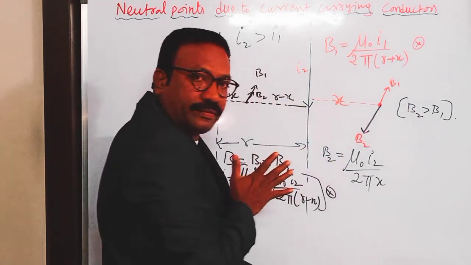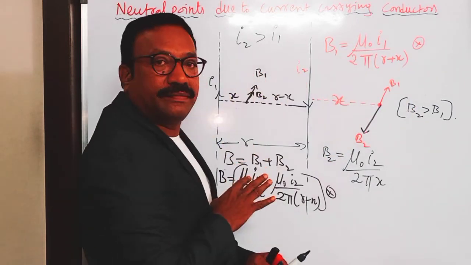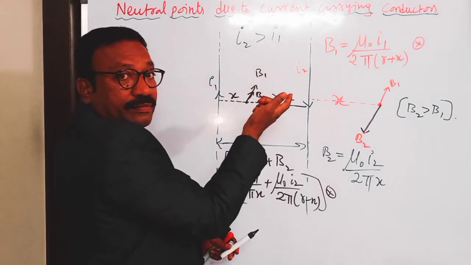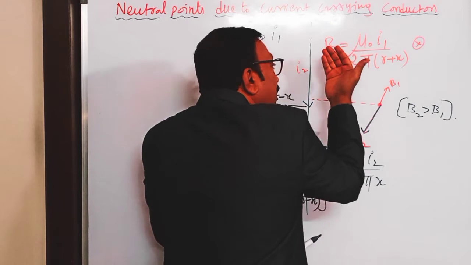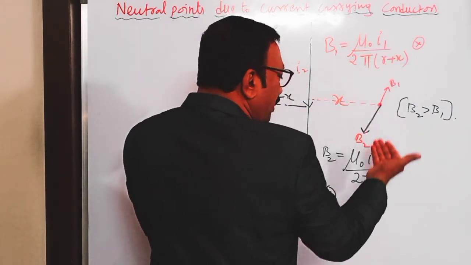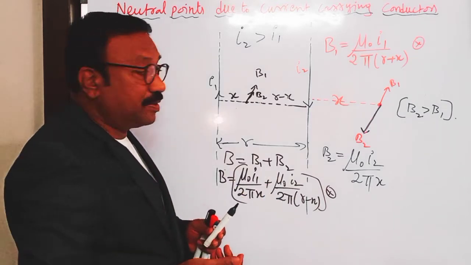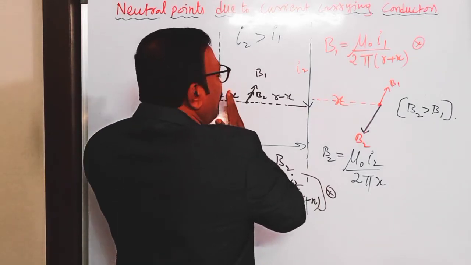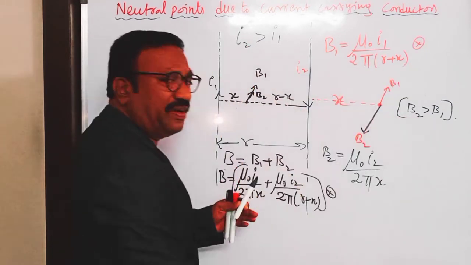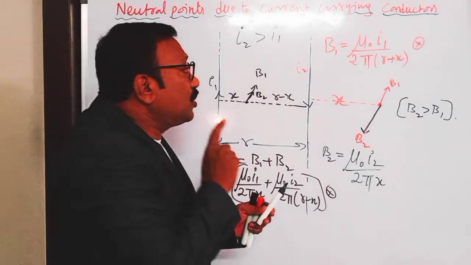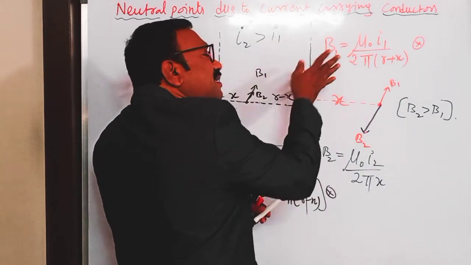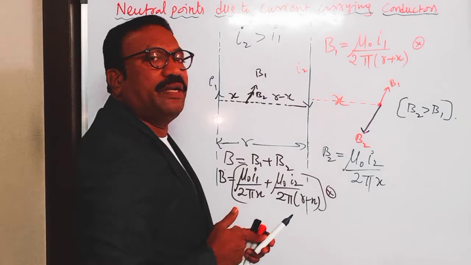B1. This is a formula. But current I1 is less than I2. Therefore, B1 will be less than B2. It has to be because the current is smaller. Next, because you are going far from the first conductor, this distance is more from the first conductor. Again, the field decreases. So the numerator I1 and denominator R plus x are decreasing the field B1 compared to B2.